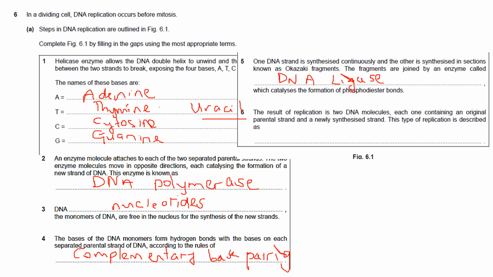This type of replication is described as semi-conservative, and it's called semi-conservative because you still have half of the original strand in the new strand.